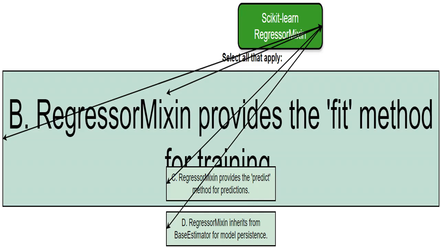This statement is correct. The "fit" method is the heart of any machine learning model. It's where the model learns from your data. RegressorMixin provides this essential method. You feed it data, and it uses that data to learn how to make predictions.